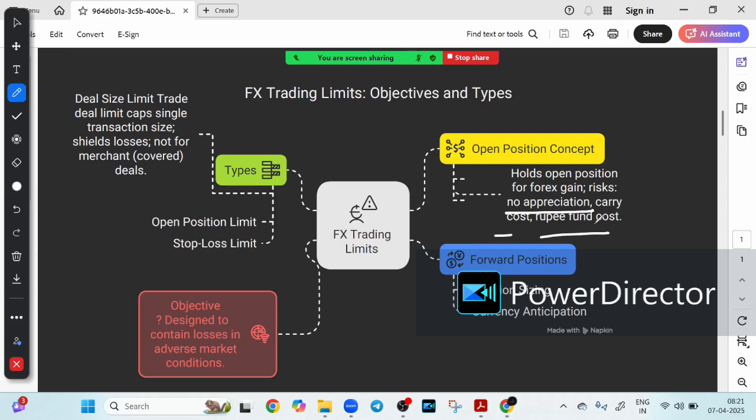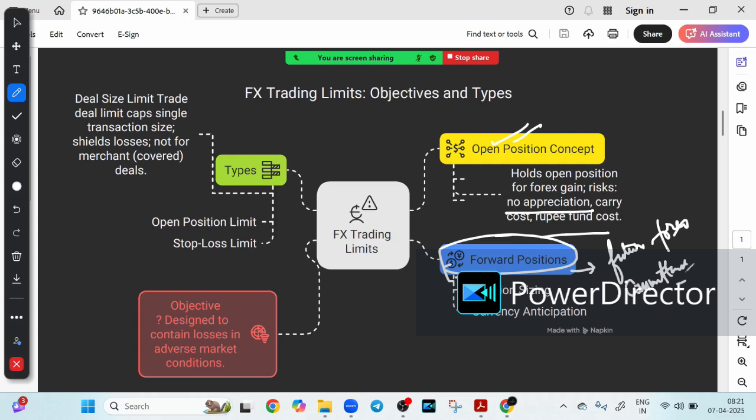Now friends, we have discussed the open position, now let's discuss the forward position. Whenever you see the open position, just remember this key point: the bank holds a currency position open expecting to gain from the forex movement. If you look at the forward position, it involves future forex commitment. That is called forward position.